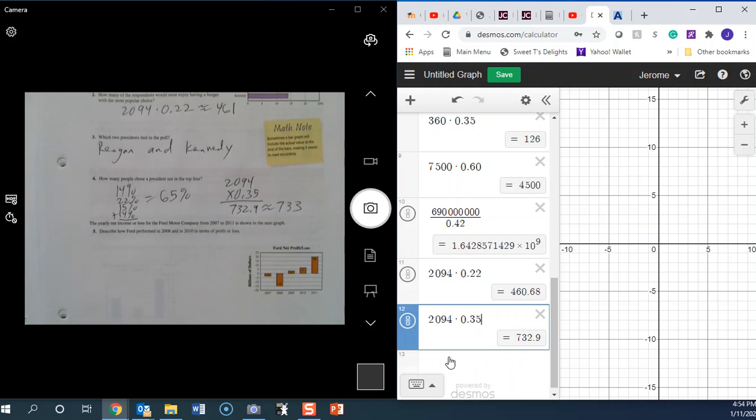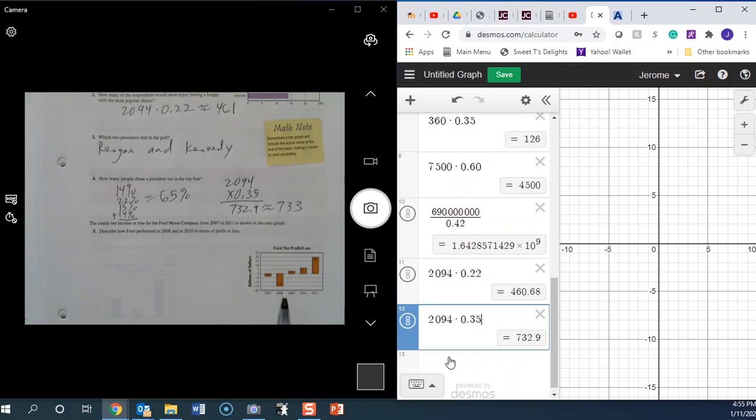Now, number 5, it says describe how Ford performed. It says the yearly net income or loss for the Ford Motor Company from 2007 to 2011 is shown in the next graph. Describe how Ford performed in 2008 and in 2010 in terms of profit or loss.